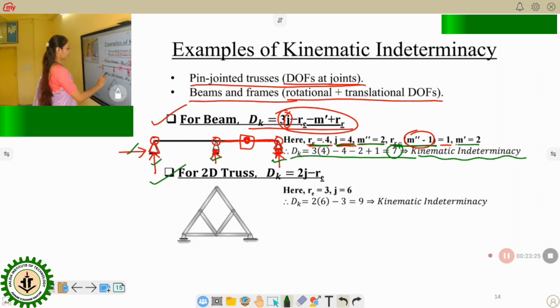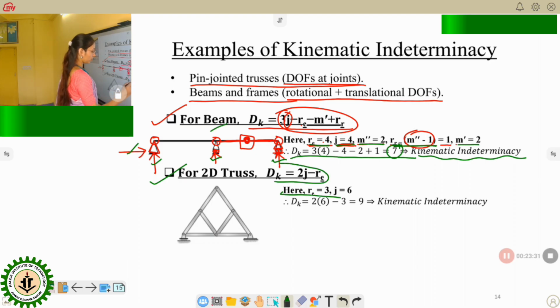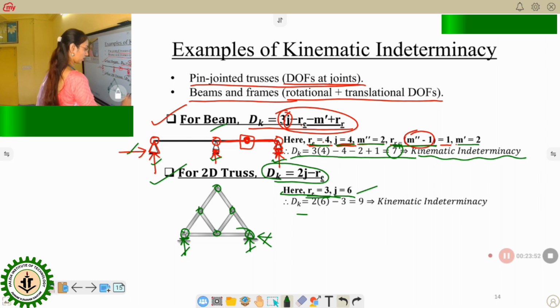Okay. Now for the 2D truss, this was the 2D beam. The 2D truss, similarly the equation becomes 2j minus re. Now re is 3 because here it is roller 1 and here it is pin as 2. 1, 2 and 3. Re is 3. Joint is 6. 1, 2, 3, 4, 5 and 6. 6 joints. So here the equation gives 9. Therefore the kinematic indeterminacy of this truss is 9. Therefore there are 9 degrees of freedom, that is we need to solve using complex method.